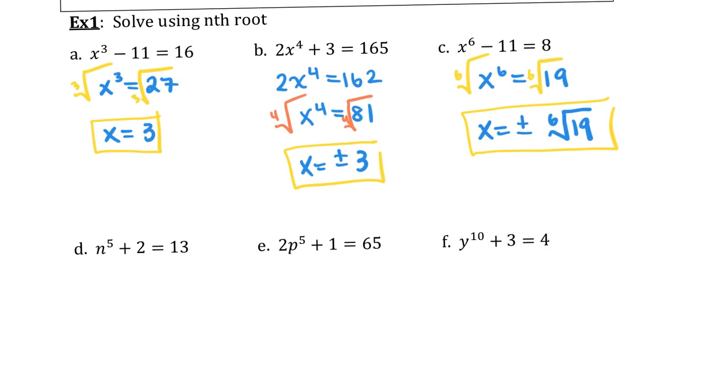Going. N to the fifth plus 2. Let me minus the 2. N to the fifth equals 13 minus 2, 11. Okay, to cancel the fifth power, I'm going to do a fifth root.